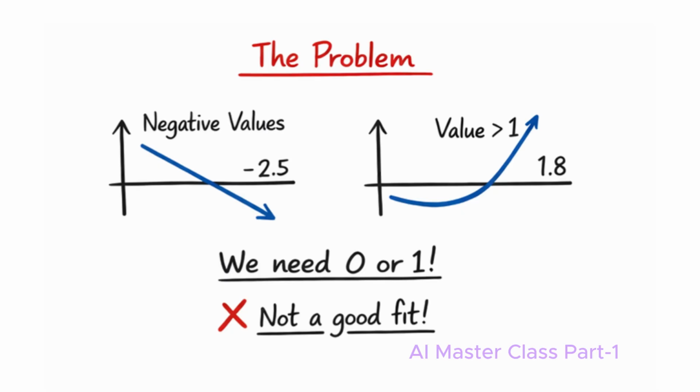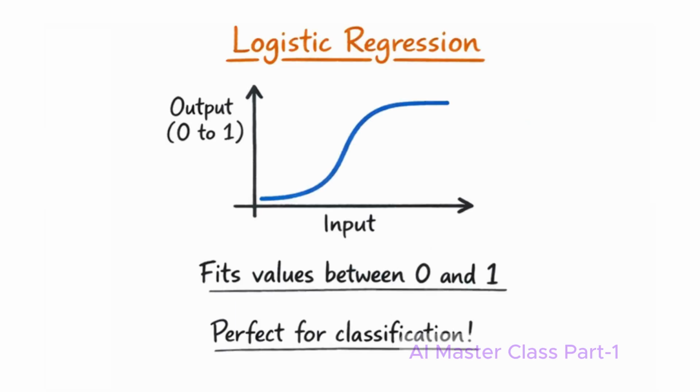So now we need a model that can give output in a fixed range, something that can map any input value into the values between 0 and 1. So this is where logistic regression comes in.